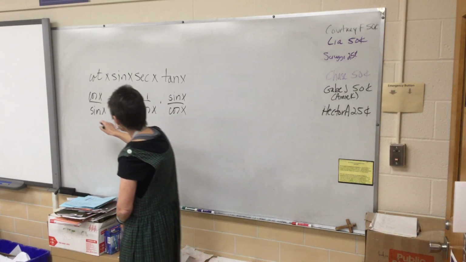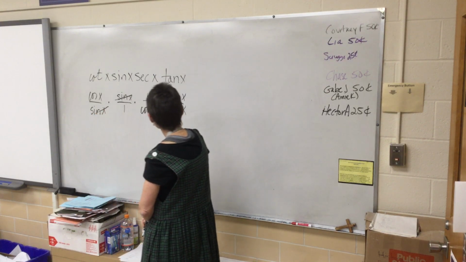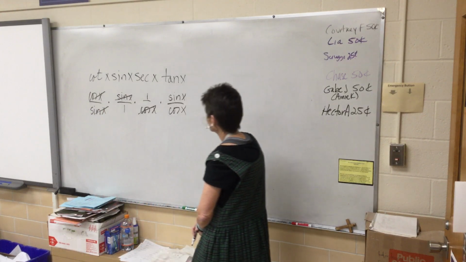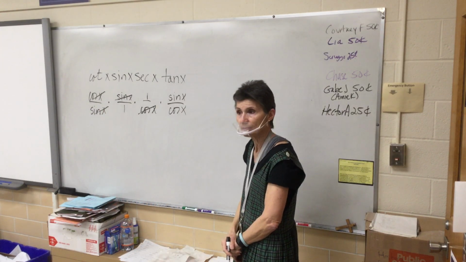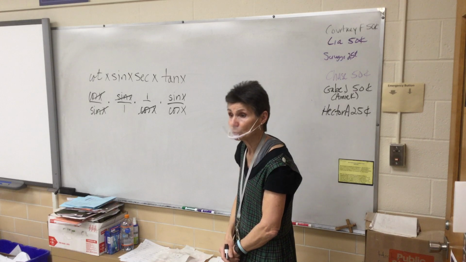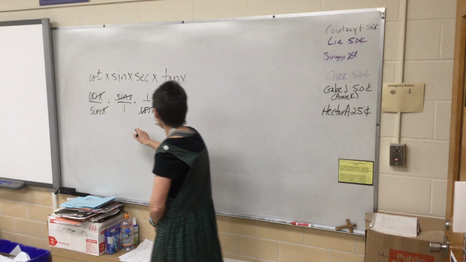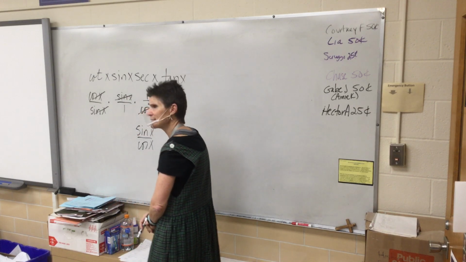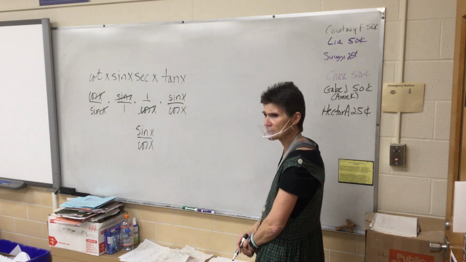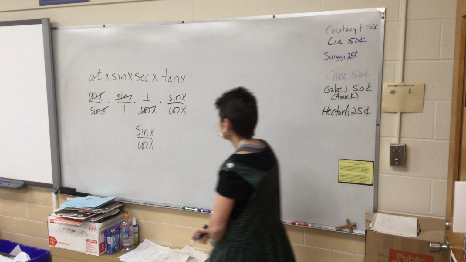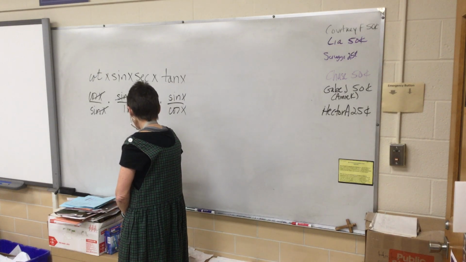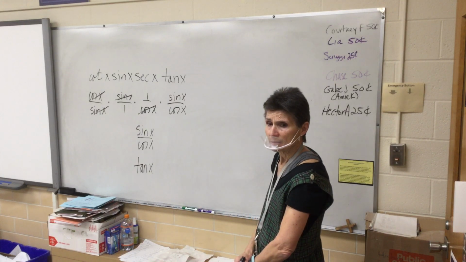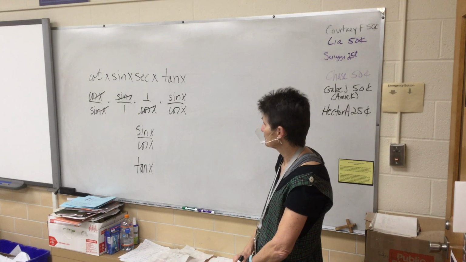So won't this cancel? And this cancel? Does anything else cancel? So what am I left with? Sine over cosine. And what is that? What is sine over cosine? Tangent. So the answer to the problem is tangent. Why don't you do anything with the lines? What's 1 divided by 1?